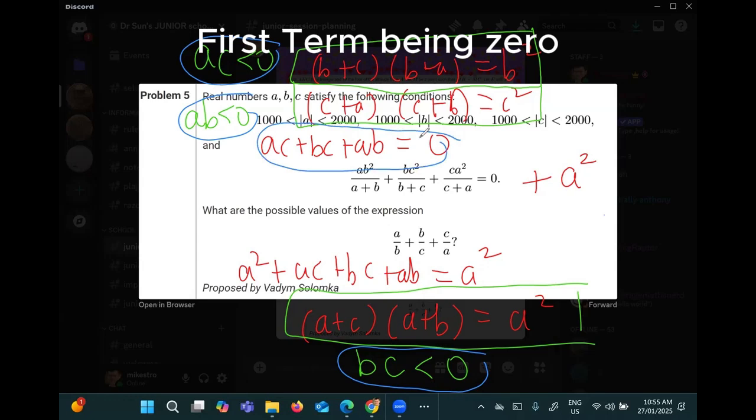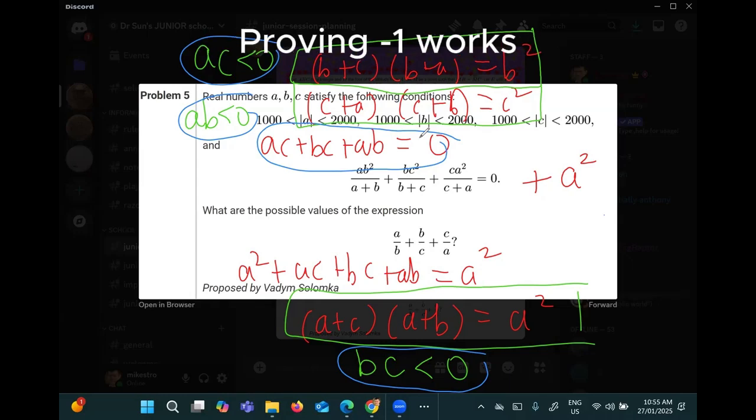Sometimes, if they're all less than 0, they can't add up to 0, yeah? They would add to a negative number. So that case cannot work, right? Yeah. Okay. Does that mean we're done?